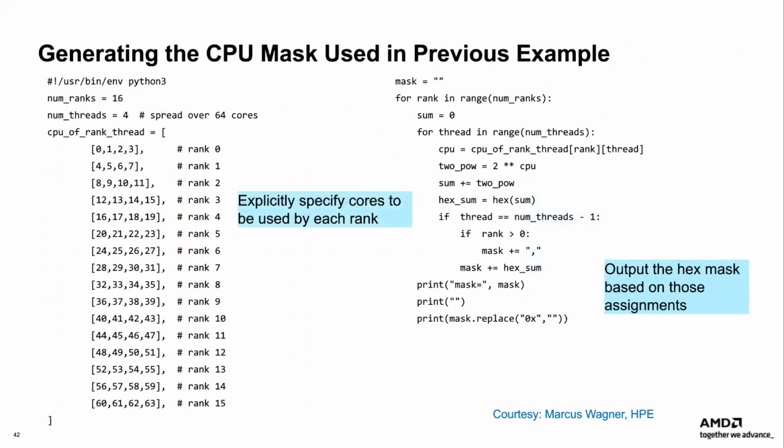This is the script that I used to generate the mask that I used previously. It was provided by Marcus Wagner at HPE, and it has been super helpful. All we have to do is set up the number of ranks, number of threads, and the different core mapping that we want for each rank, and then it spits out the hex mask.